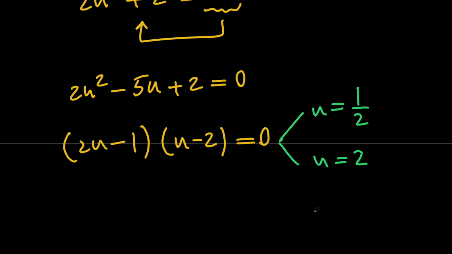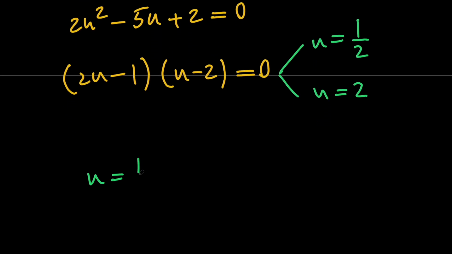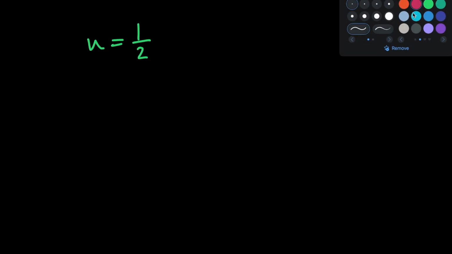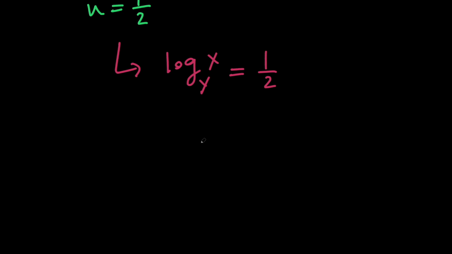And now let's talk about the first one, where u equals 1/2. Notice that u is log x with base y. Therefore, this means that log x with base y equals 1/2. And from the definition of logarithm, x equals y to the power of 1/2. We could also get this by writing y to the power of both sides.